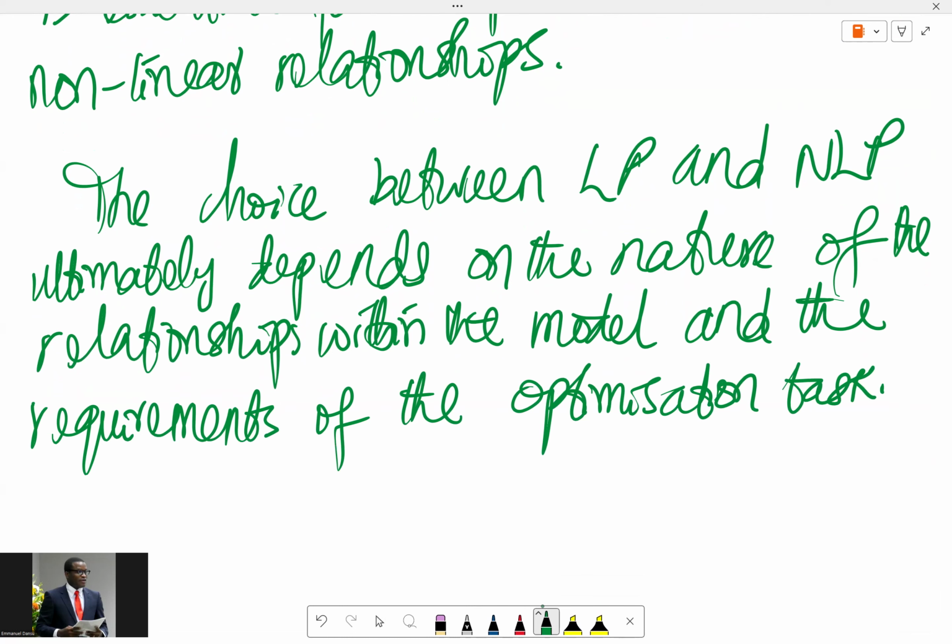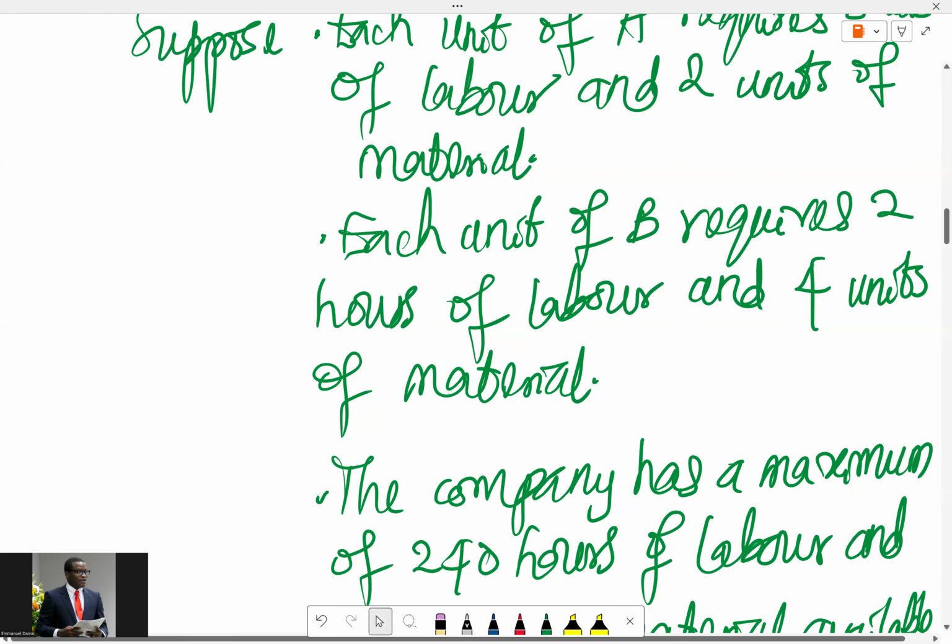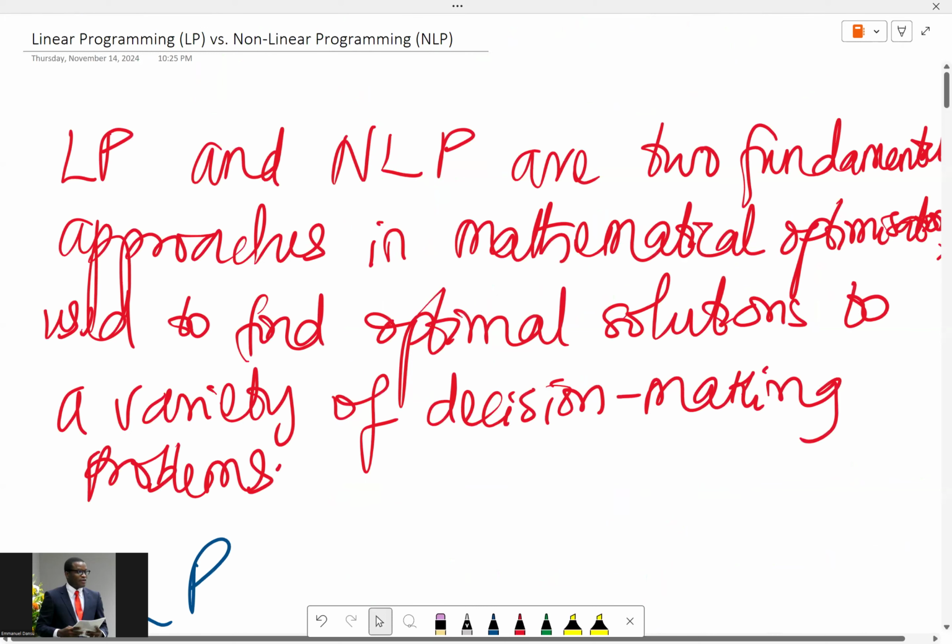All right, so that's the end of this. Probably the end of the whole linear programming series, except something else comes up.